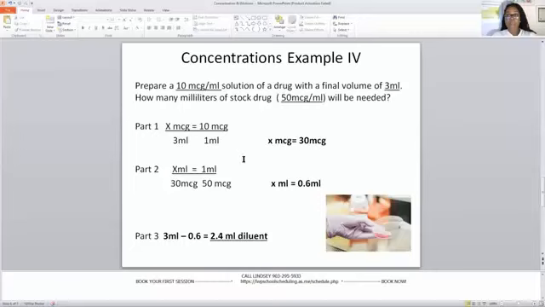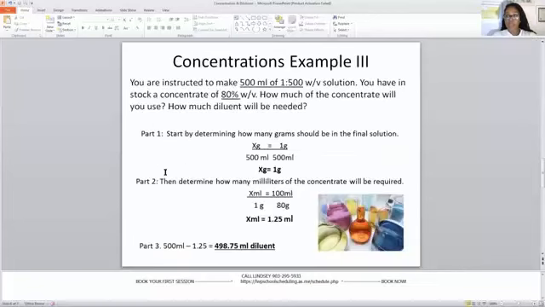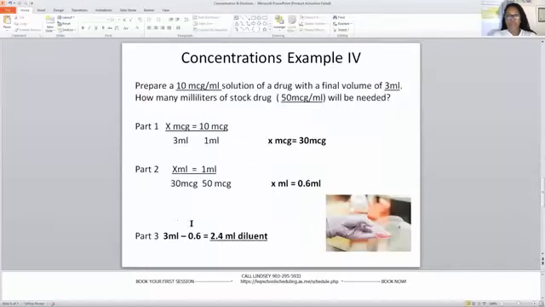Part 2, now that we've solved for the micrograms, we can come in and plug in our answers, okay? The next thing that we're solving for, let's go back and look at this again. Then determine how many milliliters of the concentrate will be required. What are we solving for now, Lindsay? We're solving for the concentration. Yes, my darling, we're solving for concentration. Okay, we have X mL equals 1 mL over 30 micrograms equal to 50 micrograms, right? And so here we're going to crisscross multiply and divide. 30 times 1 divided by 50 gives us 0.6 mL. So we will need 0.6 mL of the concentration, right?